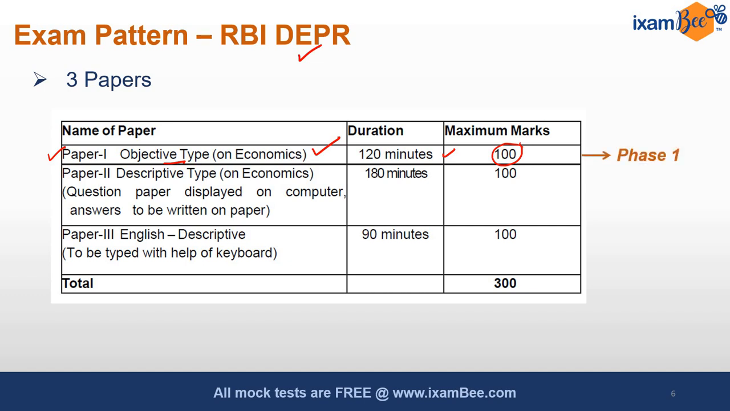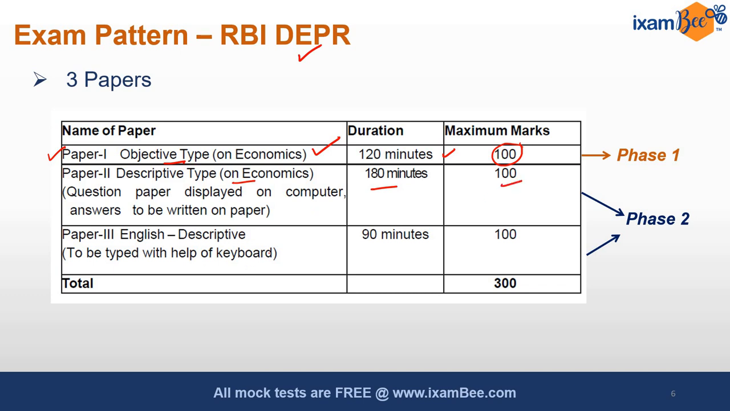Then in the second phase, there are 2 papers that you have to write. One is the descriptive type on economics. You are given 3 hours to write this examination, and you have to write it on your answer script. Questions are displayed on the computer screen, but you have to write on a piece of paper. So it's a handwritten examination, and again maximum marks is 100.